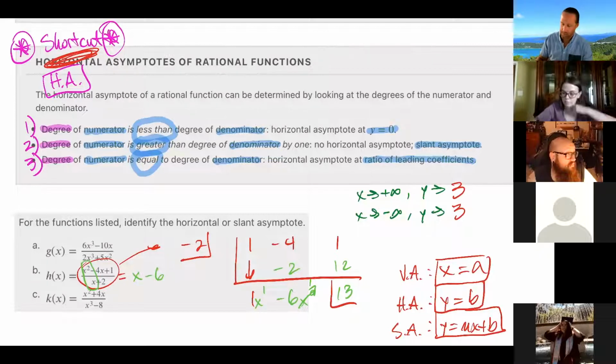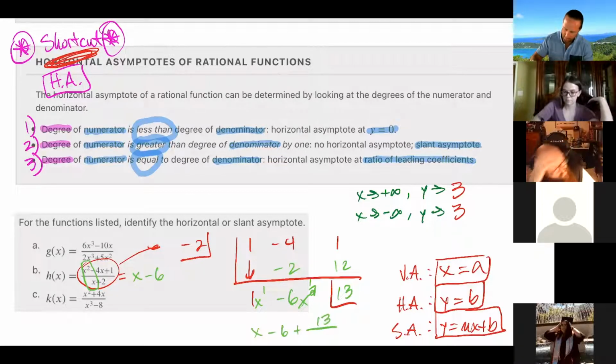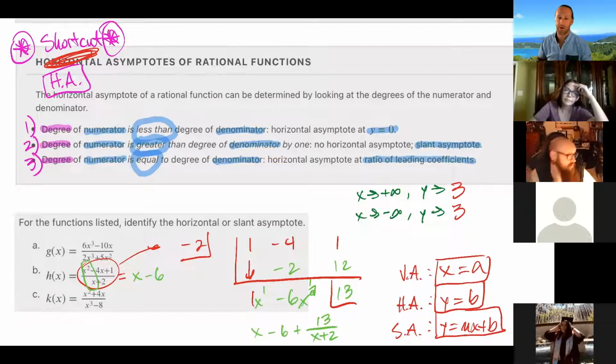Now, what about the remainder? Do I want to put x minus 6 plus whatever the remainder is over what we divided by? Definitely don't want to go the pirate route like a lot of you were and put the R. That's like so 4th grade. Okay, we don't still believe in pirates, do we?